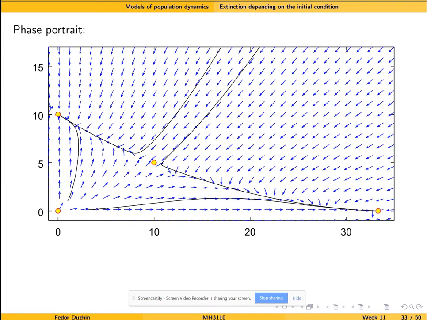So now notice that the picture is entirely different. So now this equilibrium point at 10, 5 is not stable anymore. So it seems like a saddle point. And what we see is that depending on the initial population, some trajectories eventually converge to 0, 10, and some trajectories eventually converge to 30 and 1/3, 0.